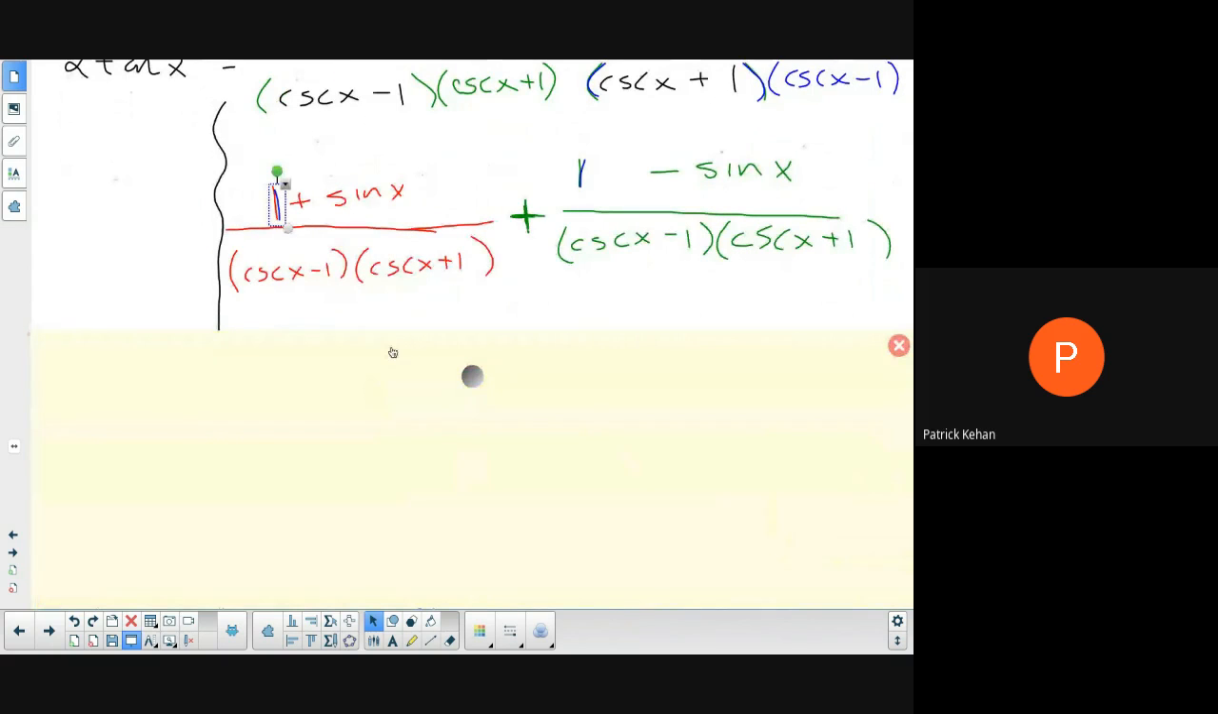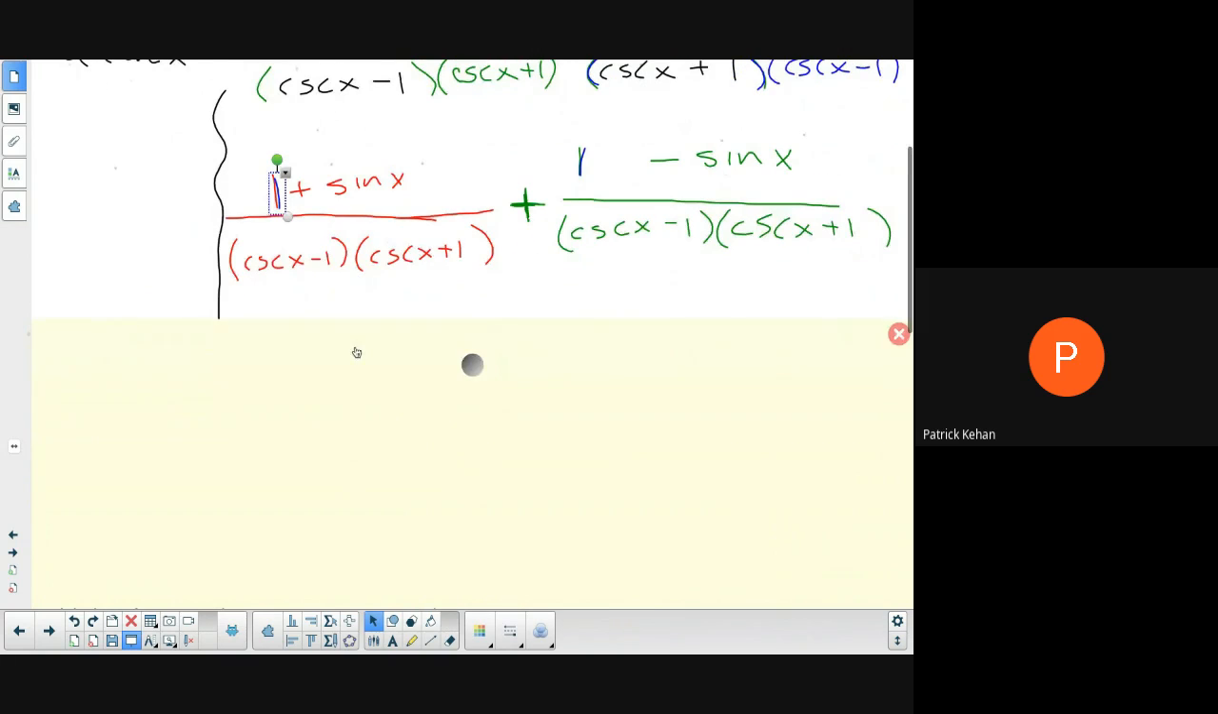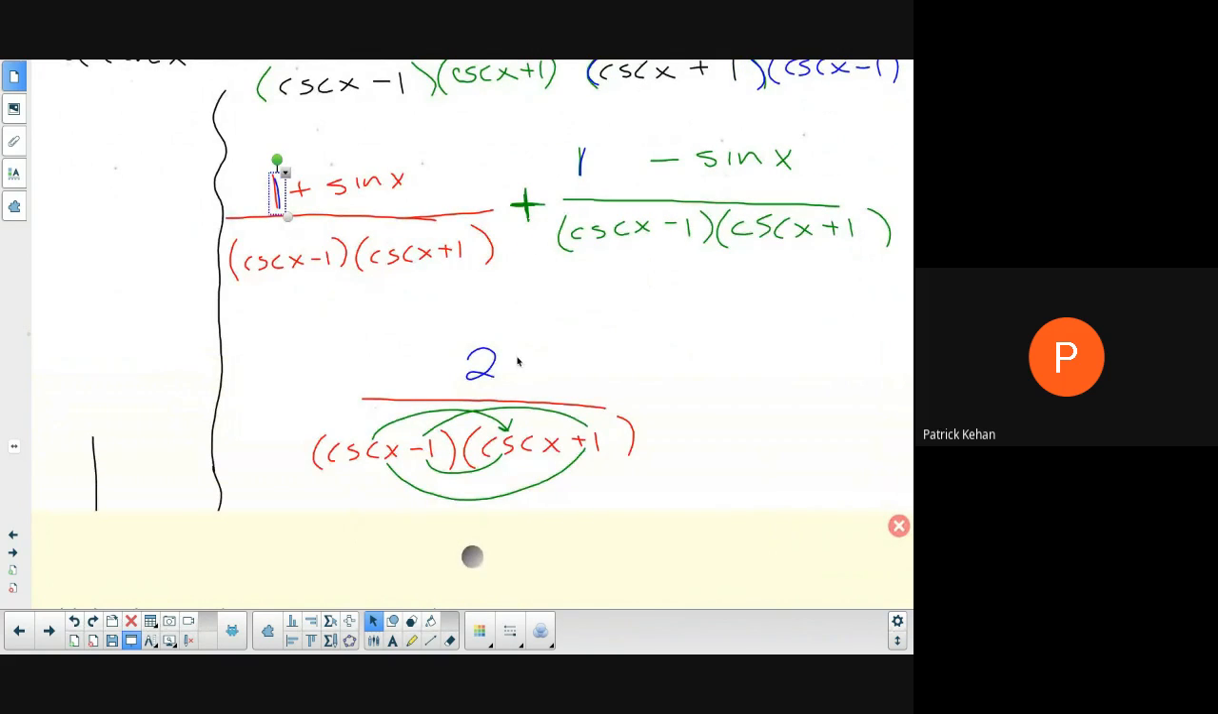Before we go any further, I'm going to peek back up to look at what we're trying to verify here, 2 tangent squared x. So in my numerator, when I combine these, that 1 plus 1 is my 2. And then I have sine x plus negative sine x, which becomes 0. So I'm looking now to see how I can get a tangent squared x in my numerator to verify this. So let's keep working. There's my 2.